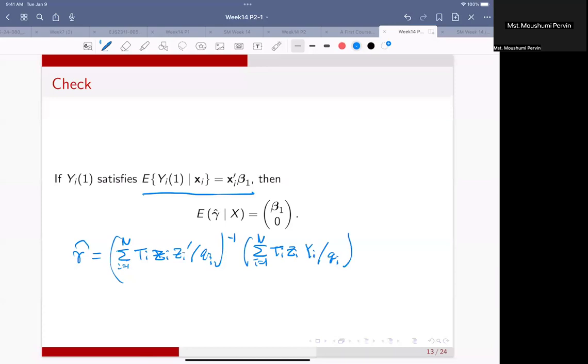And now I'm going to take the conditional expectation on Y. Because of Ti, this is actually 1, right? So Yi1 under the true model is xi prime beta 1 plus ei1, with the expectation of ei1 given x being 0. Okay.